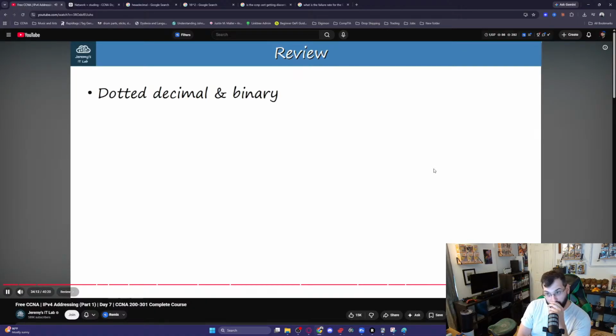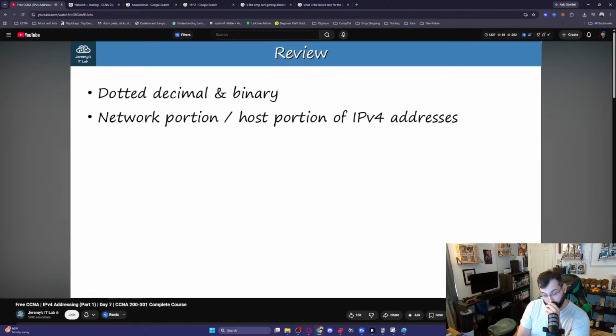Binary is how computers think, but 32-bit IPv4 addresses are difficult to remember for us humans. So we convert IPv4 addresses to dotted decimal form to make them easier to read and remember. You learned that IPv4 addresses consist of a network portion and a host portion. Hosts on the same network will have the same network portion.